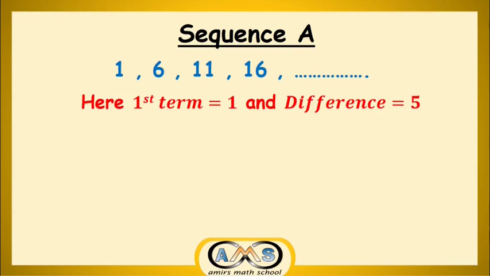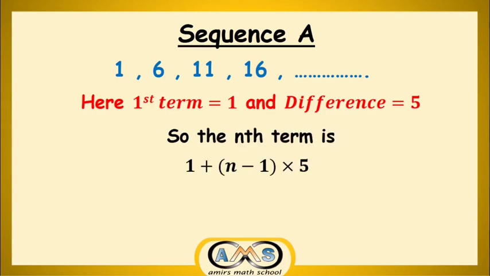If we substitute the first term and the difference in the formula, we get the nth term: 1 plus n minus 1 times 5. Here the first term is 1 and the difference is 5. After simplification, we get 5n minus 4. This is our nth term or general term for sequence A, which is a linear sequence. Now we can easily find the 100th term and any term of this sequence.